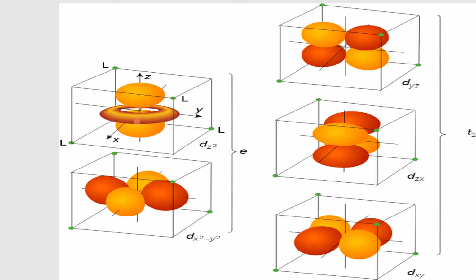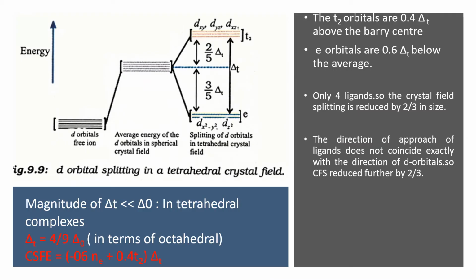This figure shows the orientations of different orbitals along the X, Y, Z axes. This I have shown you very clearly in the last slides. And this is the dx square minus y square orbital, and these are dxy, dxz and dyz, that is, T2 orbitals. These are nearer to the ligands, as you can observe in the figures.